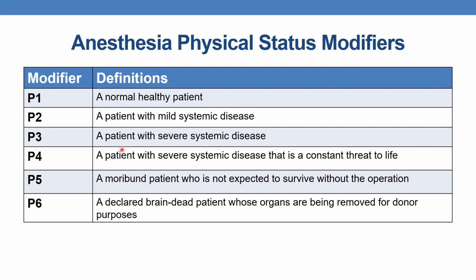P3 for a patient with severe systemic disease, P4 for a patient with severe systemic disease that is a constant threat to life, P5 for a moribund patient who is not expected to survive without the operation, and P6 must be coded for a declared brain dead patient whose organs are being removed for donor purposes. So in our case, you need to code P2.